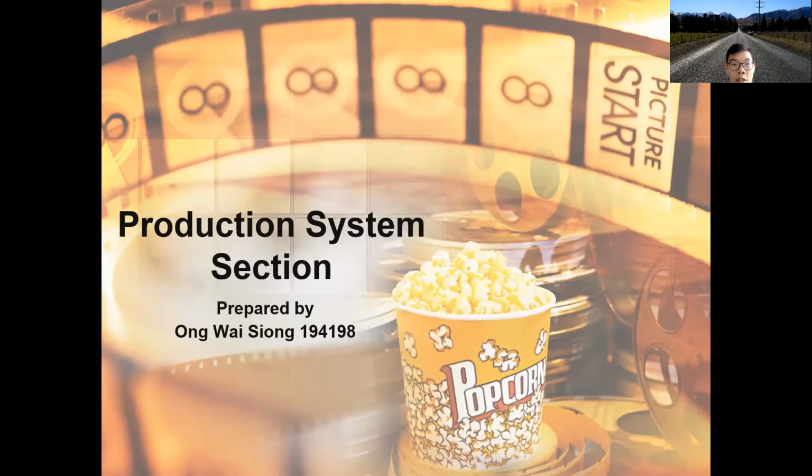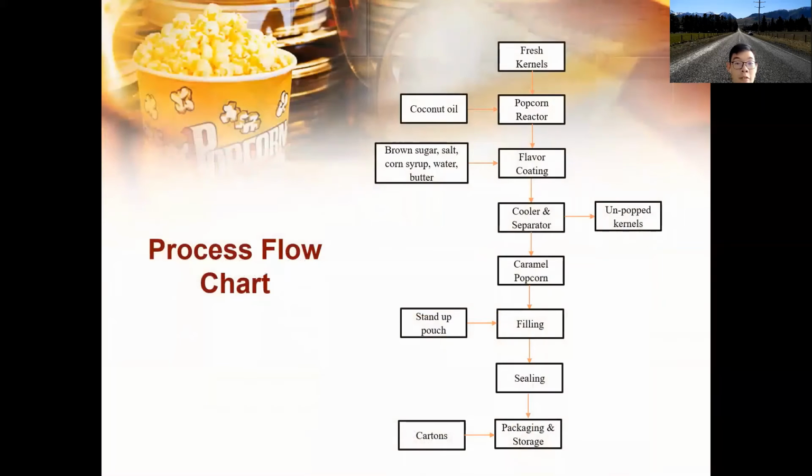Hi everyone, I'm Wai Xiong and my matrix number is 194198. So now I'm going to present on the production system section for the popcorn manufacturing. So let's start with the process flow chart.